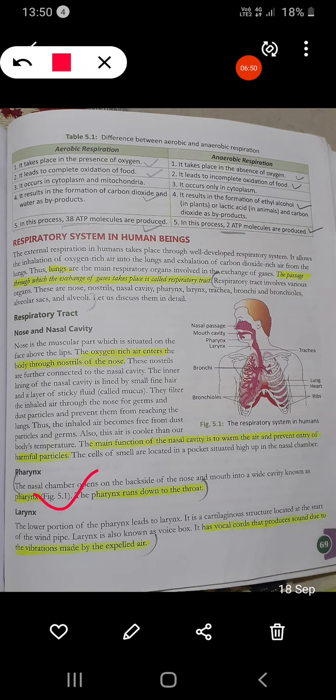The next part is the larynx. Children, the larynx is also known as the voice box because it helps us in speaking. When we speak anything, there will be a vibration near our throat. You can see, you can feel, you can touch. So that part is the larynx. Okay children.